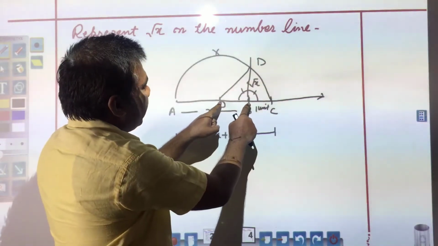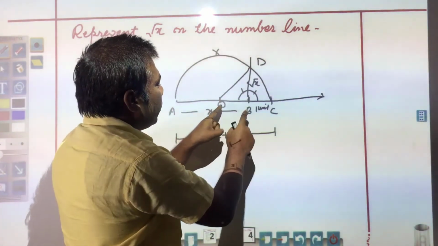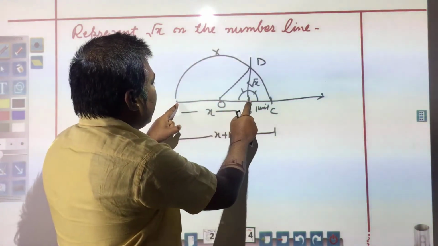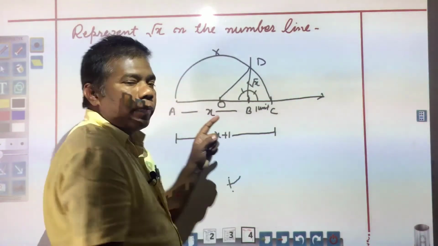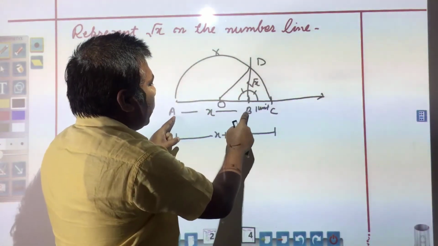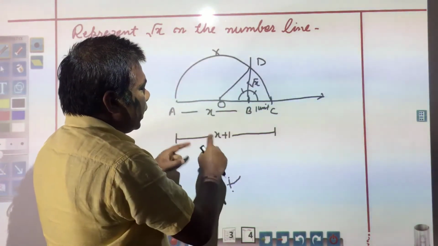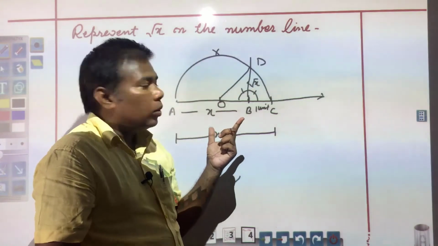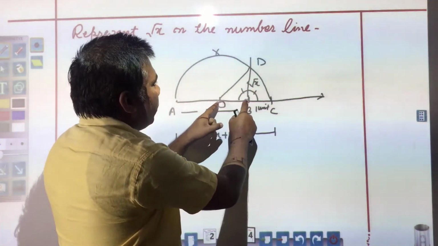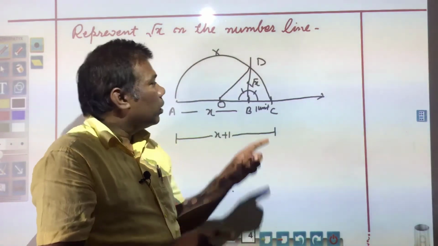And if you want to find out OB, how will you find out? This OB will be equal to AB minus AO. It means AB is equal to x, minus AO. AO is equal to x plus 1 by 2. So, by that way you will get OB and OD and put this value in Pythagoras theorem.